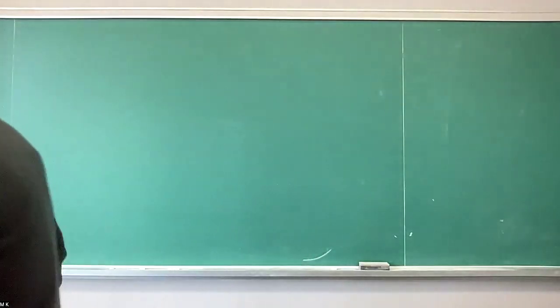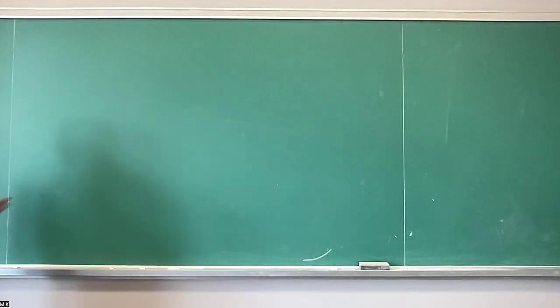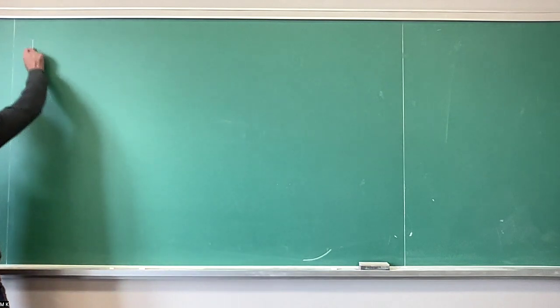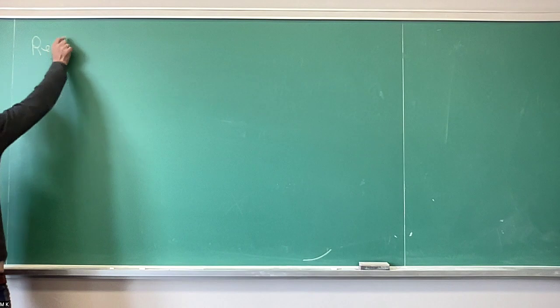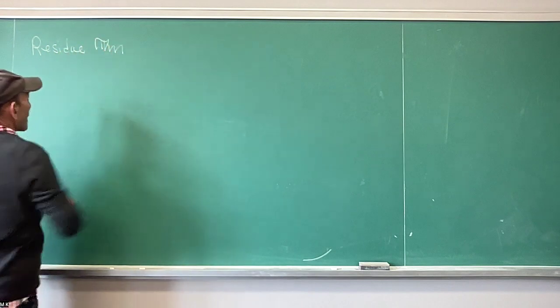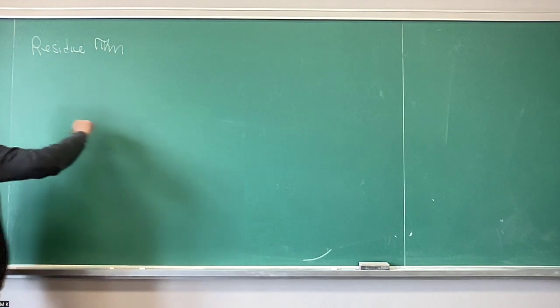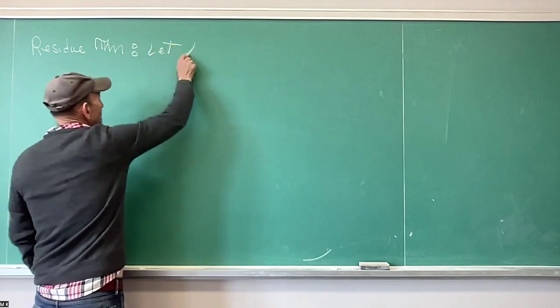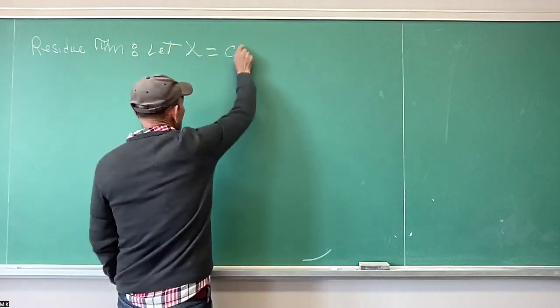What is left now, differential forms, for now at least, is to do this residue theorem. Okay, so the theorem is this. It says: let X be a compact Riemann surface.